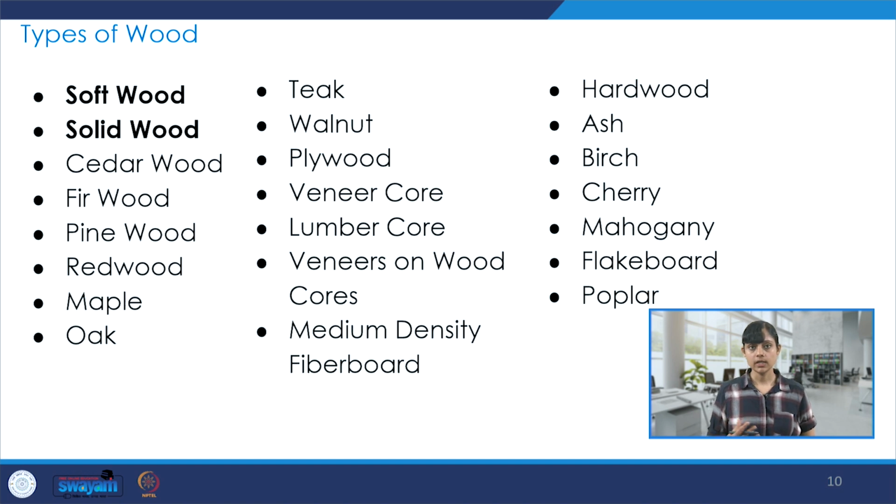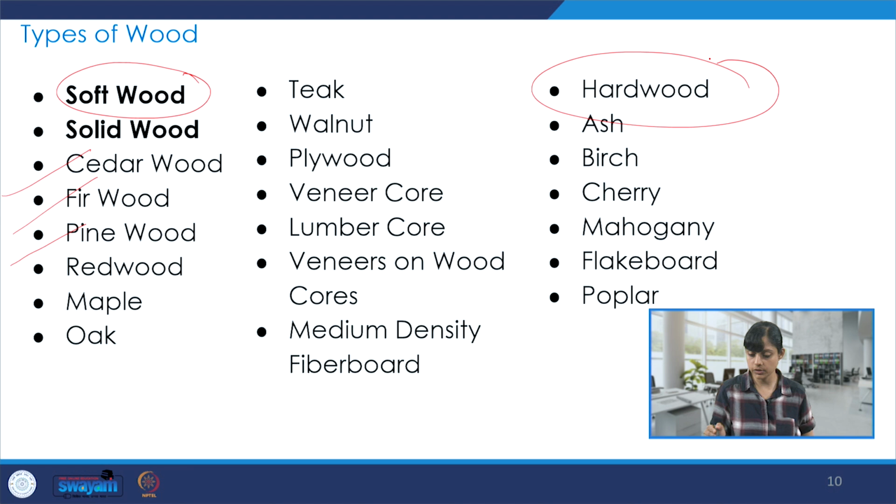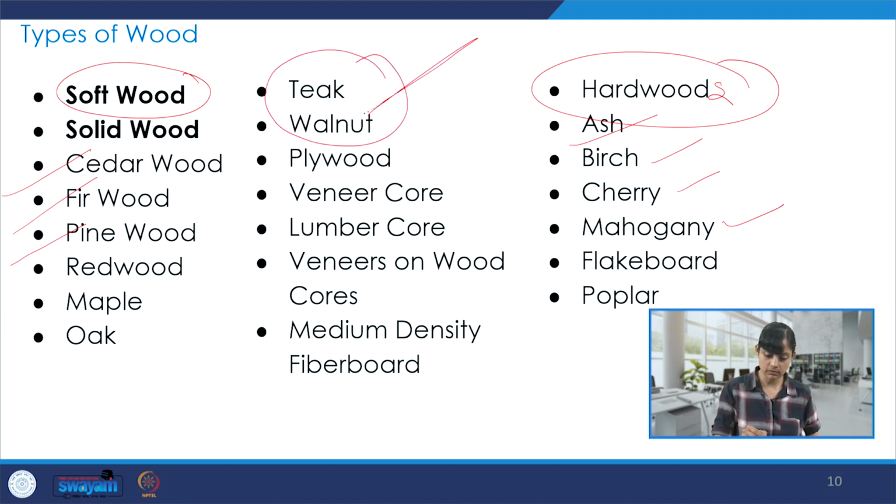We try to understand types of wood also. So there are softwoods, such as cedar, fir, pine. There are also hardwoods like ash, birch, cherry, mahogany, and then also teak and walnut, walnut being one of the hardest woods.